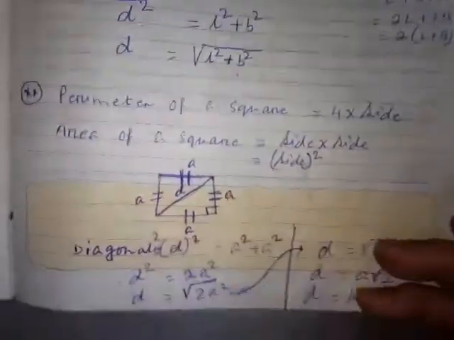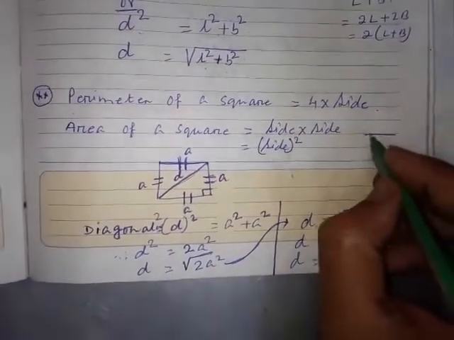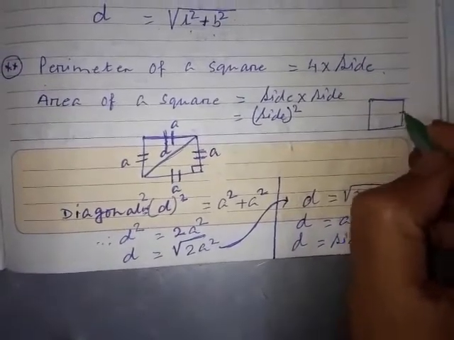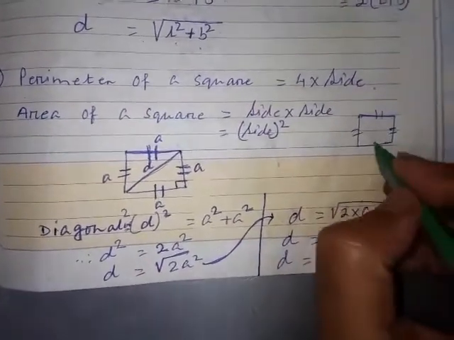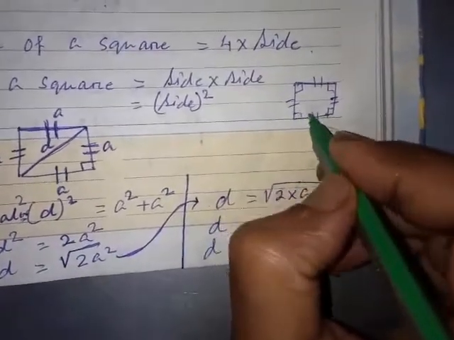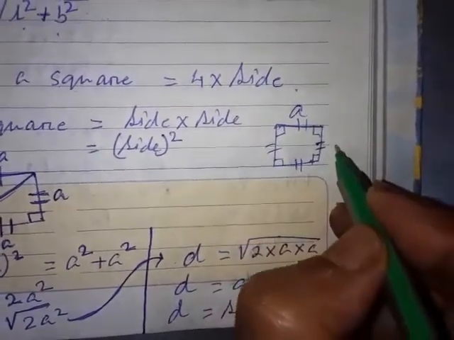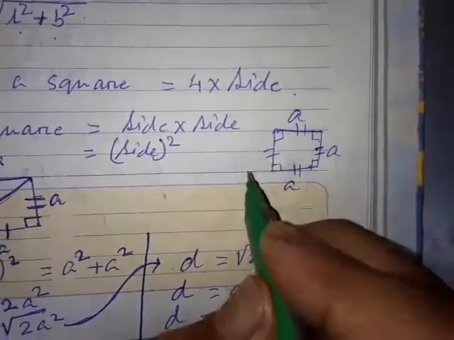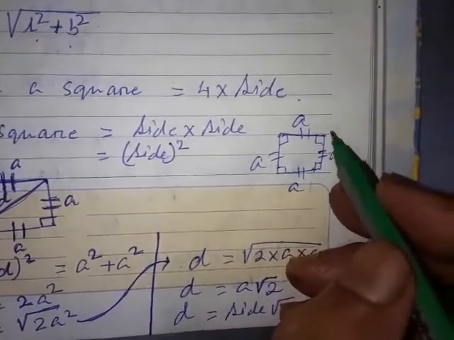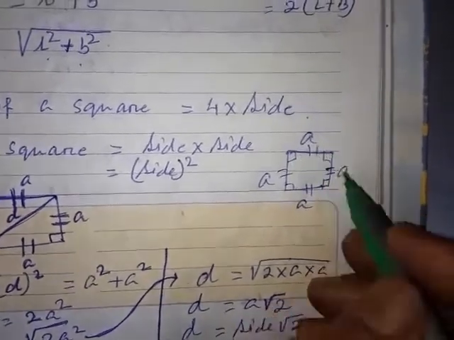Now I am going to discuss the perimeter of a square. You know what a square is? A square is one whose all four sides are equal in length and all the angles are 90 degrees. That is called a square. So if this side is A, this one is A, this one is A, and this one is A. I am not writing the units; it can be centimeter, meter, whatever. You can write the unit also.